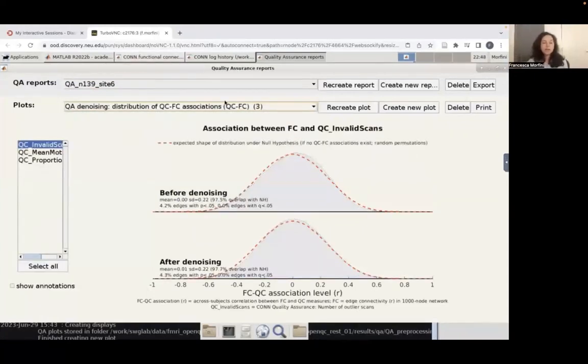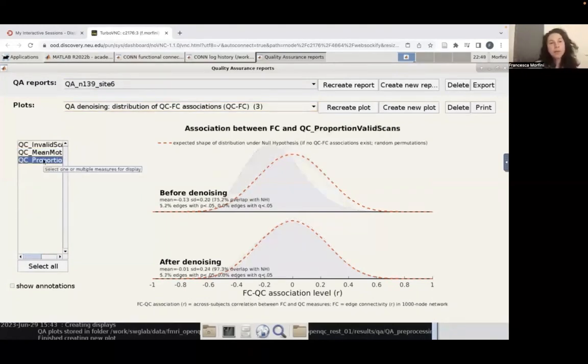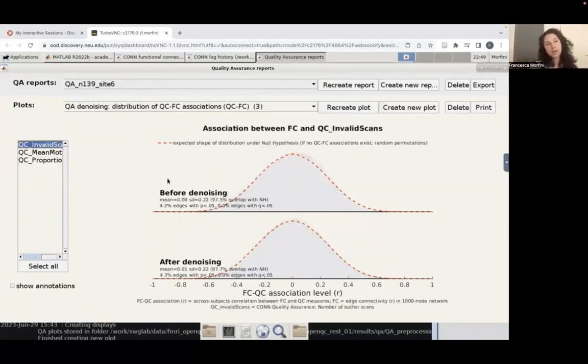The other way to look at residual improvement after denoising is to look at quality control functional connectivity, so QC-FC associations, and these are generated from the same 1,000 random voxels as the functional distributions were generated from. But here they represent inter-subject correlations between functional values and nuisance factors of choice, and in this case I have selected 3 of them at the dataset level.